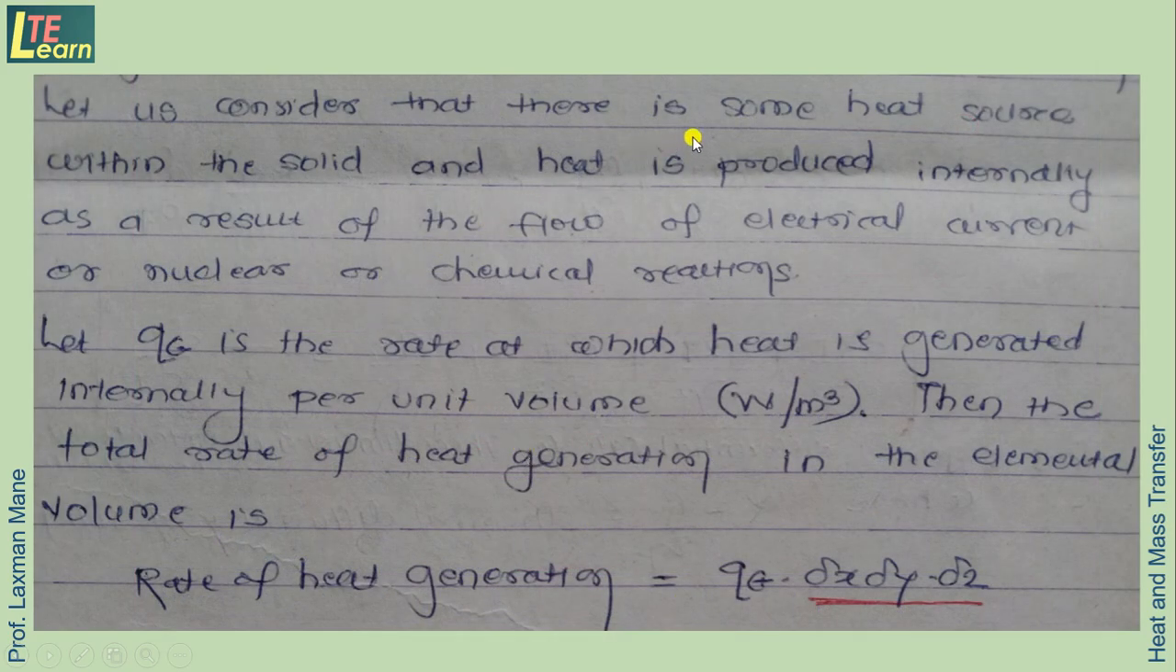Let us consider that there is some heat source within the solid, meaning internal heat generation, and heat is produced internally as a result of the flow of electrical current or nuclear or chemical reactions. This we write in general. So we consider that Qg is the rate at which heat is generated internally per volume, meaning watt per meter cube. Then the total rate of heat generation in the elemental volume is Qg into elemental volume.